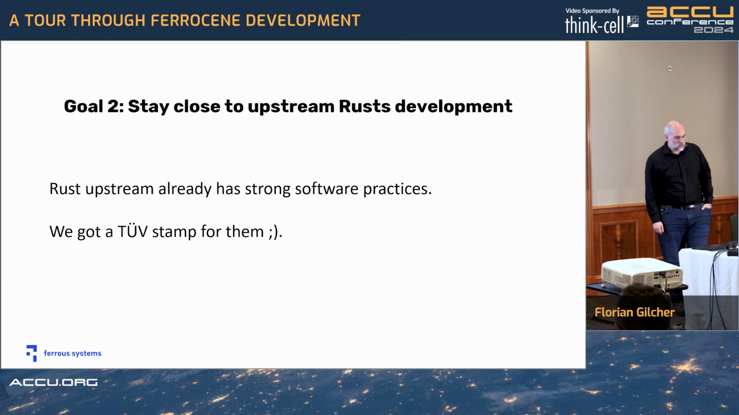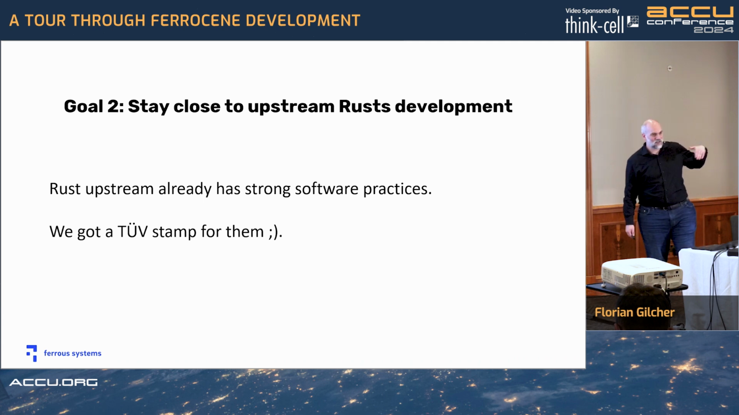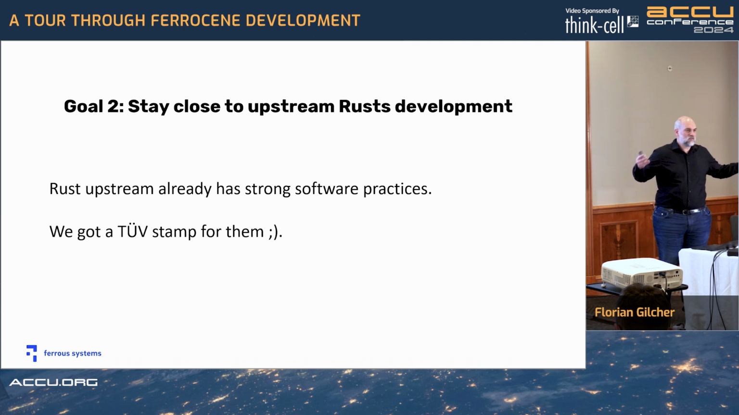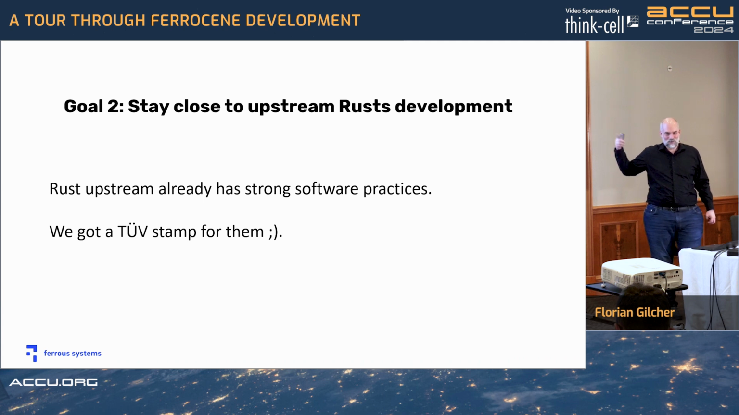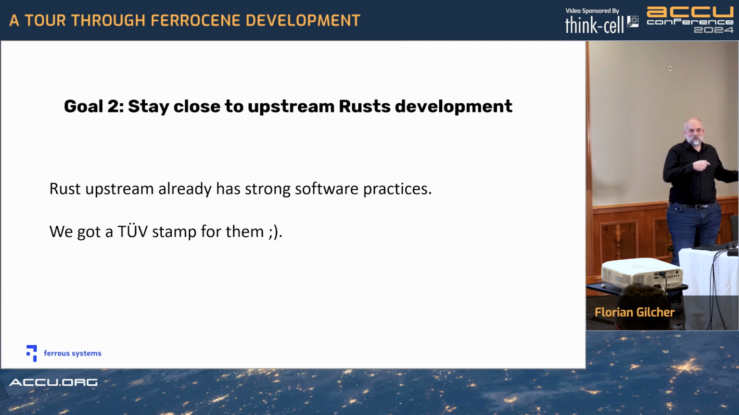Second one, stay close to upstream's development. Rust upstream already has strong software practices, and essentially we got an assessor to sign off that this is actually a useful process in the safety critical world. And that's quite an achievement, taking the process of an open source project. Like there's this whole discussion about, can open source even be certified? And the general answer is, as always in engineering, it depends. If you happen to have an upstream that already has strong quality assurance policies and some amount of thinking about that, well, it's probably easier than if you don't.